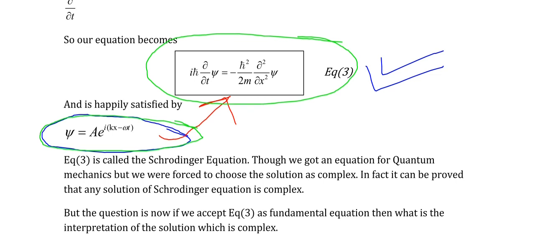But wait, we face another big problem. You know what the big problem is? The wave function for the electron is complex. This is not a real function. Psi equals A e to the power i(kx minus omega t) is a complex function. So the complex function doesn't have any physical interpretation. So we arrived at an equation.